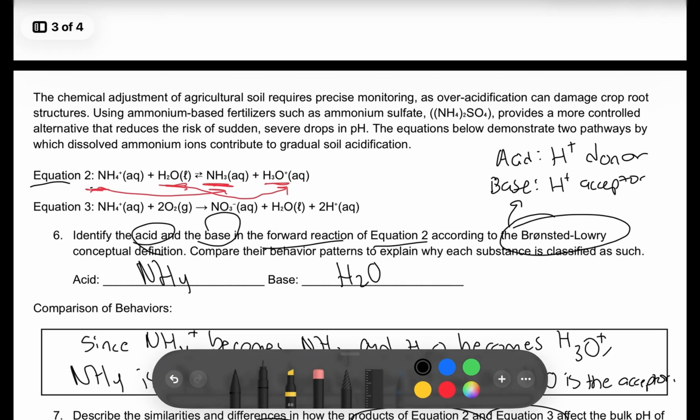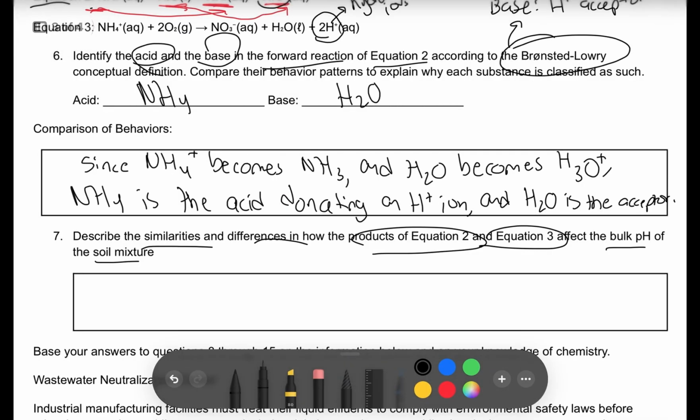Well, if we look at then equation 3, we can see that 2H plus is being produced. And H plus is the same thing as hydronium ions, which is the same thing that we see in equation 2, H3O plus. So in both equations, hydronium ions are being produced. So the solution is becoming more acidic. So the pH is decreasing.